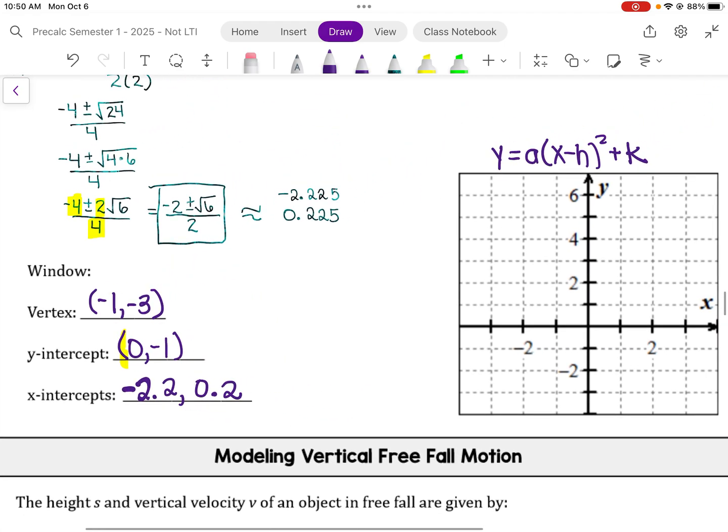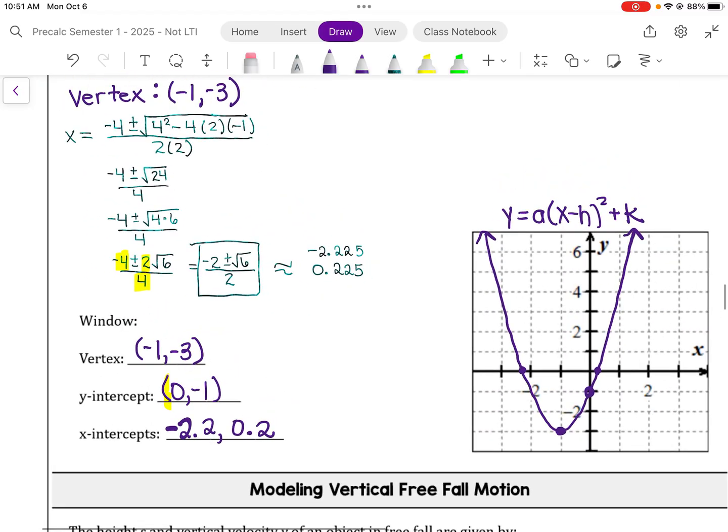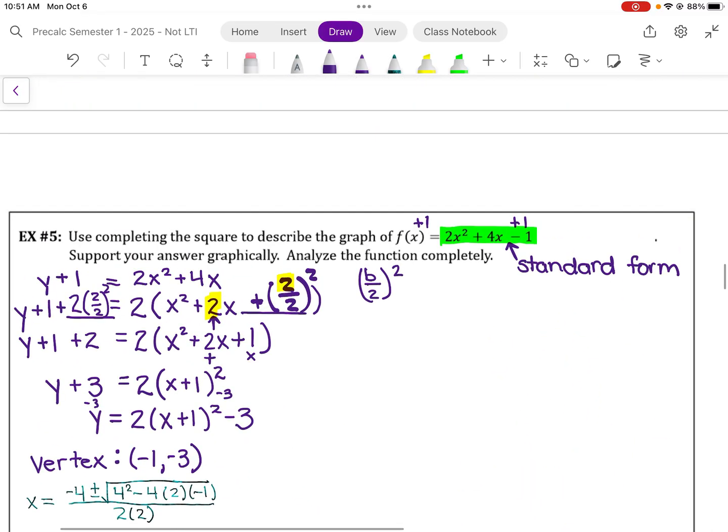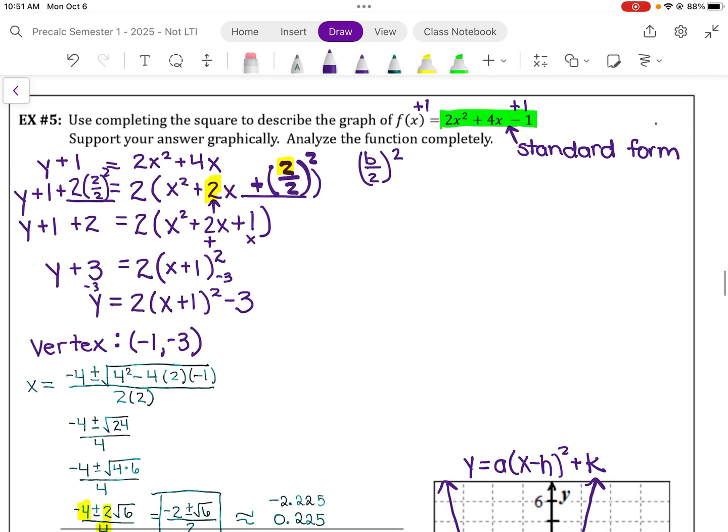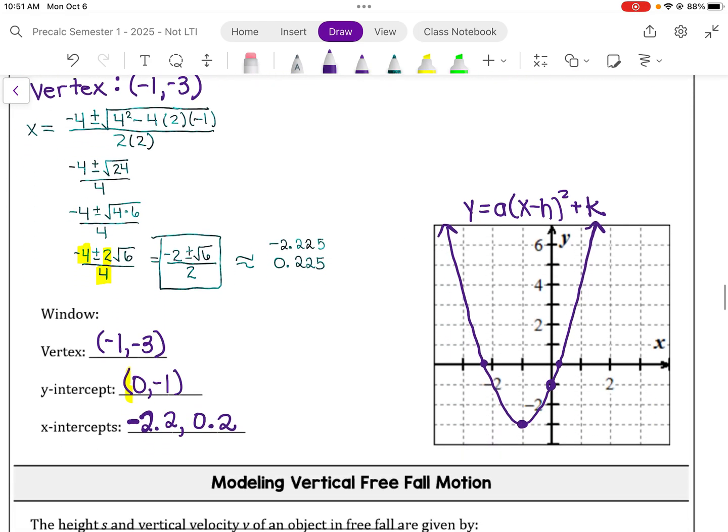But now I have a lot of information that I can plot. So negative 1, negative 3, 0, negative 1, 0.2, which would be like right there. It's almost a fourth. Negative 2.2, which would be like right there. If I connect those dots, I indeed get a parabola that opens upwards, which you should have been thinking from the beginning. Oh, that's a positive 2x squared. So yes, it would be pointed upwards.